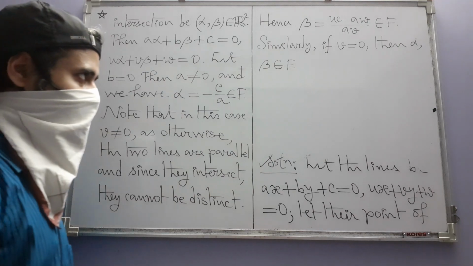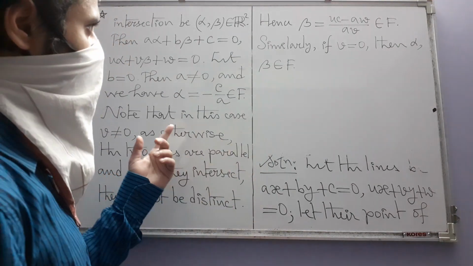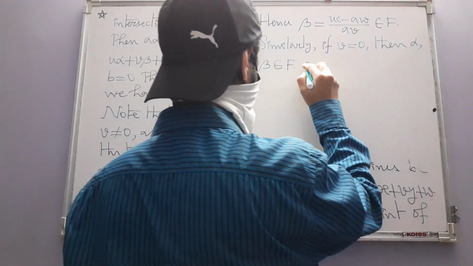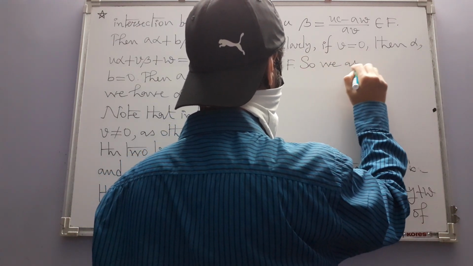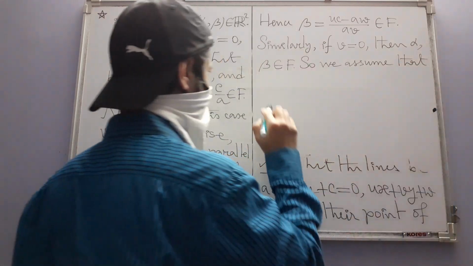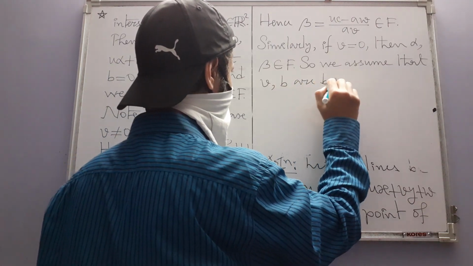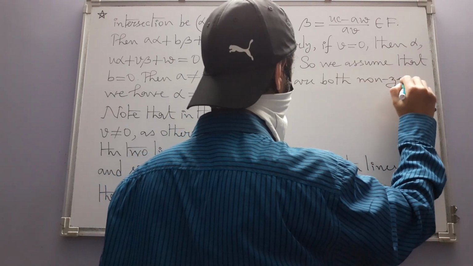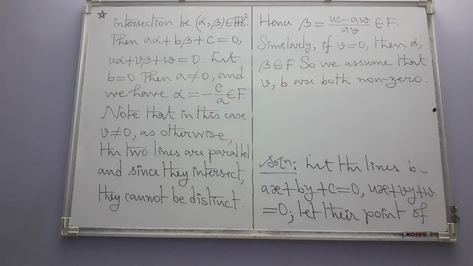So that means now we can consider that v and b are both non-zero. We can assume that. So we assume that v and b are both non-zero. Right.